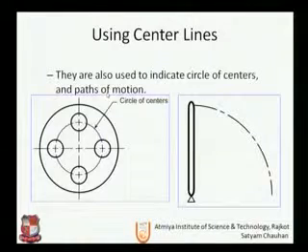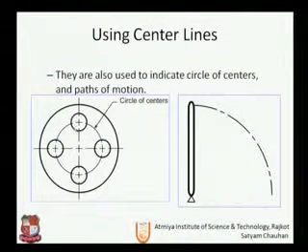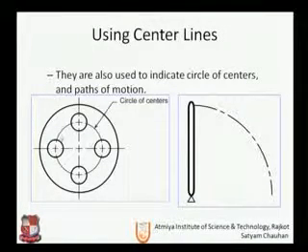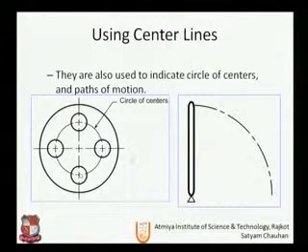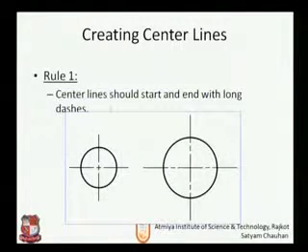And they are also used to indicate the circle of centers and the path of a motion. For example, this way, to show the path of the bar. And a center line can be used to show the multiple centers of a circle. So this is the circle of centers, and the center line should start and end with long dashes. So it always starts with the long dash rather than a small one.